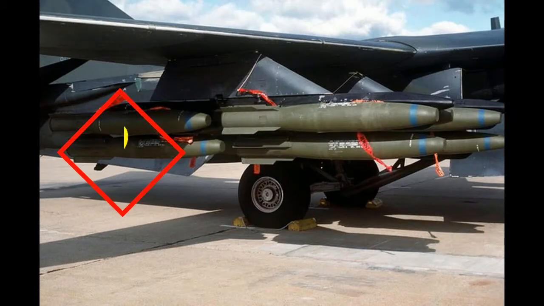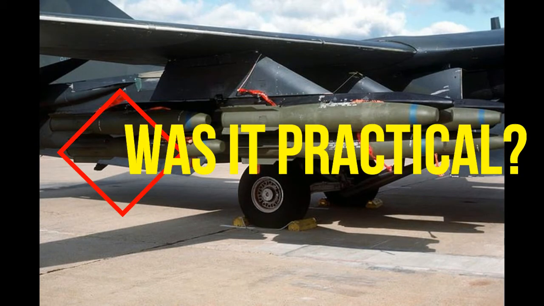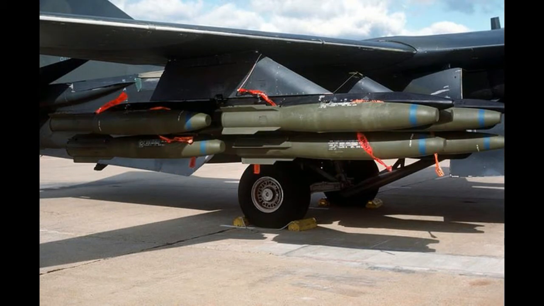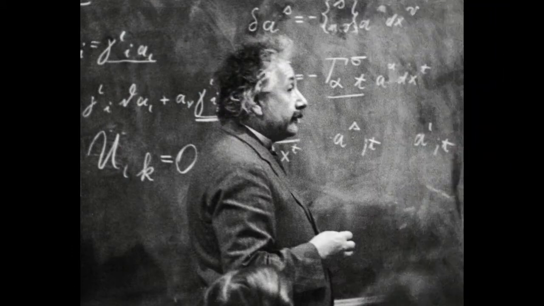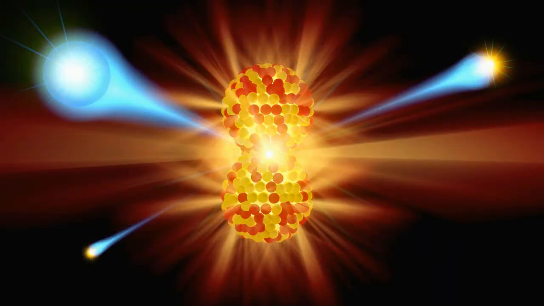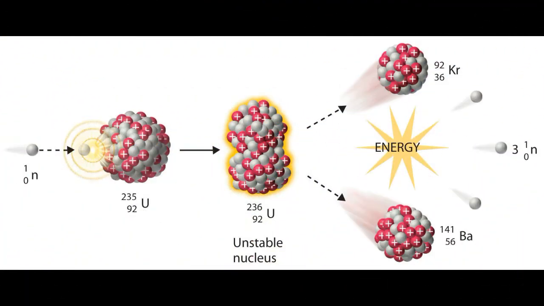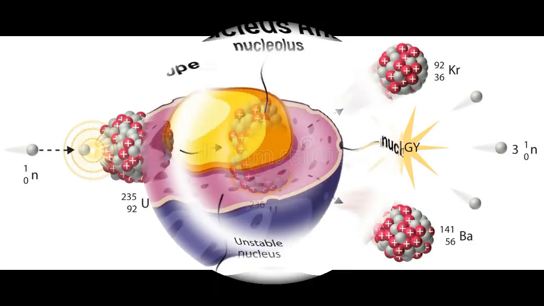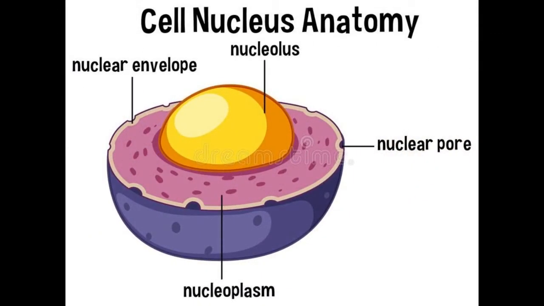But was it practical? Einstein's most famous equation hinted at the potential for the huge amounts of energy released in nuclear fission, when a large unstable nucleus breaks into two smaller ones. This is because the mass of the two smaller nuclei together is always less than the mass of the original big nucleus, and the missing mass is converted into energy.